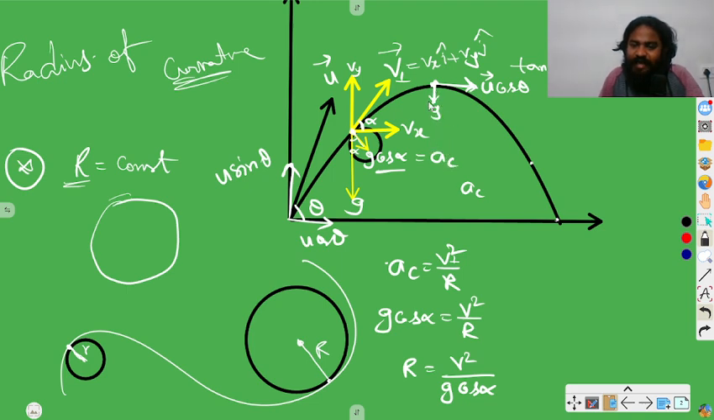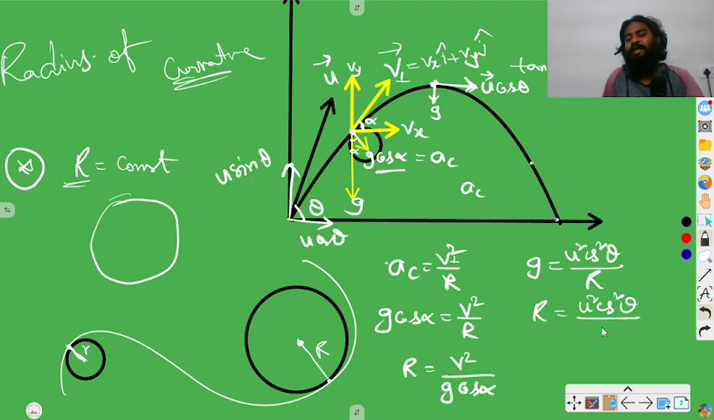Then in this condition, centripetal acceleration is nothing but acceleration due to gravity. That is why g is equal to centripetal acceleration. g is equal to v square, meaning u square cos square theta, by r. So from this r is equal to u square cos square theta by g. Sorry, g. This is the method to find the radius of curvature at any point. So you have to know how to find velocity at any point. To know this, just observe my lecture on projectile motion, you will get it.